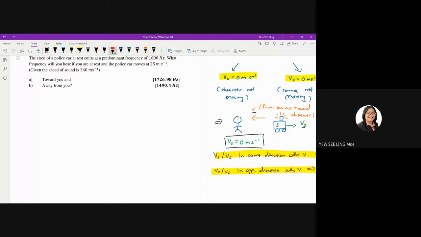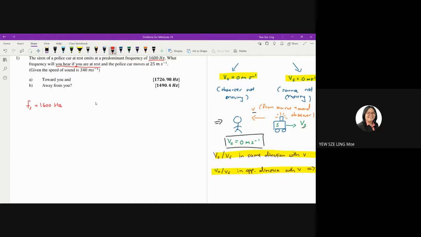So that is one of the reasons why it tells you this statement. It tells you the police car at rest emits this frequency. So this would be our Fs. So Fs is equal to 1600 hertz. What frequency will you hear if you are at rest? Now you hear it. So you are the observer, and now you are at rest.